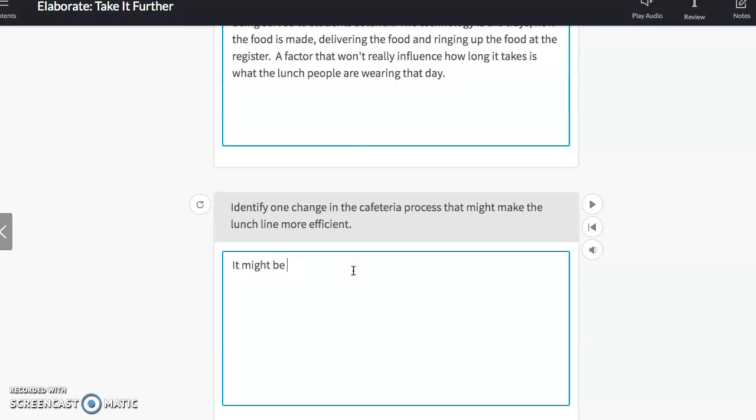Identify one change in the cafeteria process that might make it more efficient. It might be more efficient to have 2 lines instead of 1 line, or to have the food already prepared if it is not already ready to hand out.